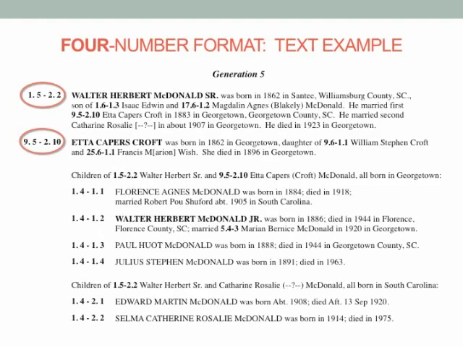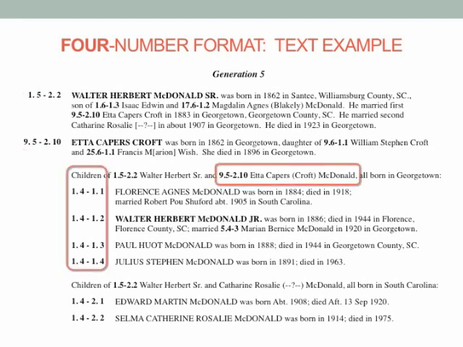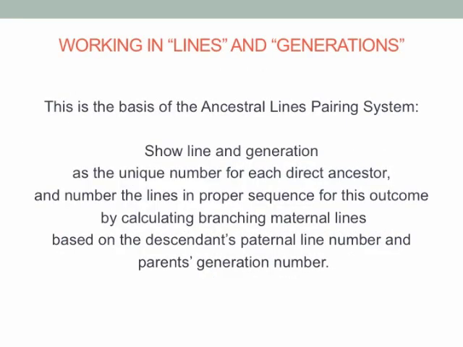So here's the same text example we had before in generation 5. In this case, however, we're using 4 numbers to number siblings. So in the first marriage, you see 1.1, 1.2, 1.3, and 1.4. But in the second marriage, as it comes, now it's designated 2, and therefore the children are 2.1 and 2.2. Unique numbers for all 6 of those siblings.